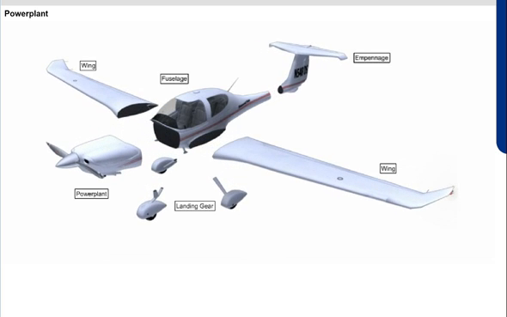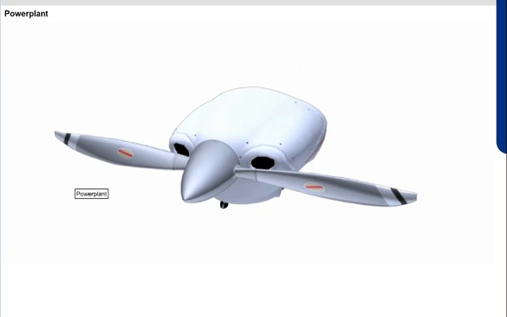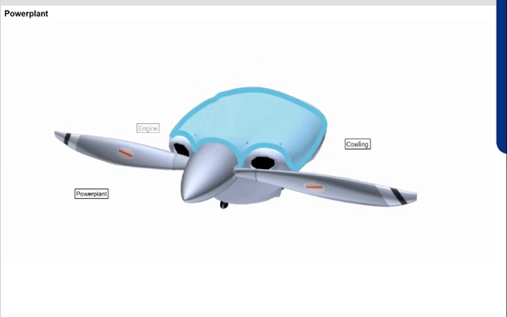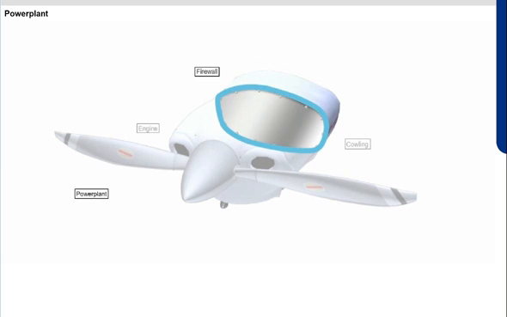Now that you have the pieces, you just need power. That's where the power plant comes in. The power plant is located in front of the fuselage and includes the engine, cowling, firewall, and propeller.